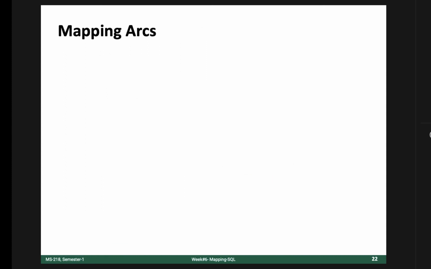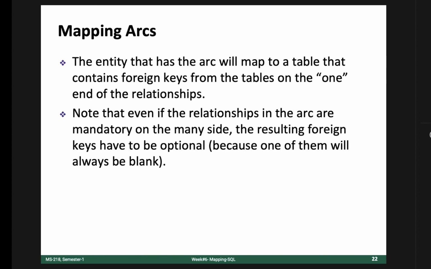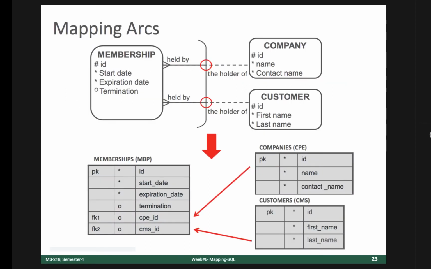Similarly, we can map arcs, different arcs, right? So the entity that has the arc will map to a table that contains foreign keys from the tables on the one end of the relationships. And even if the relationships are mandatory, because we are getting values for each foreign key, we have to make them optional. So this would be very easy and clear from this example.